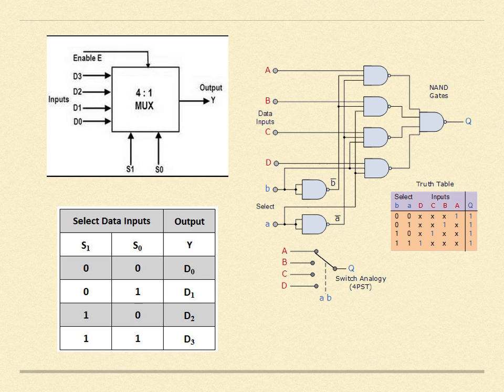If there are 2 selection lines, there are 4 possible combinations: 00, 01, 10, 11, according to digital principles. When it is 00, the corresponding input selected is D0 and all other input lines are inactive, and D0 is connected to the output line. When it is 01, D1 is connected to the output. When it is 10, D2 is connected to the output. When it is 11, D3 is connected to the output. Right side is the universal logic NAND gate digital circuit and the corresponding truth table.